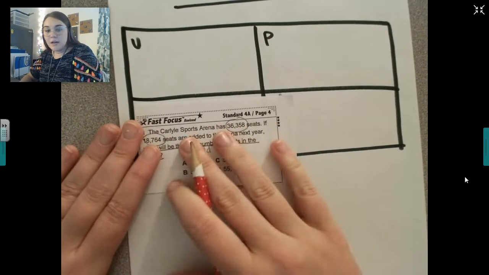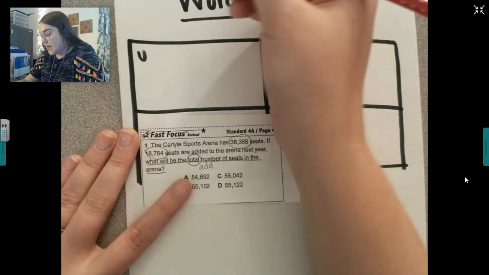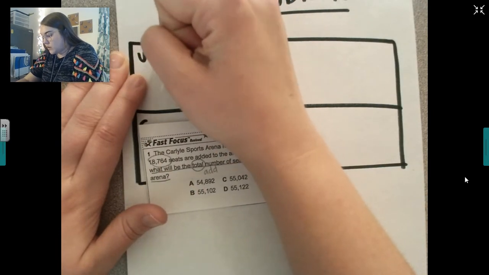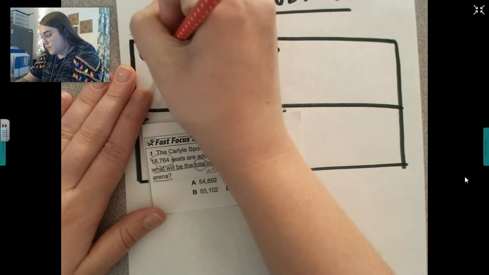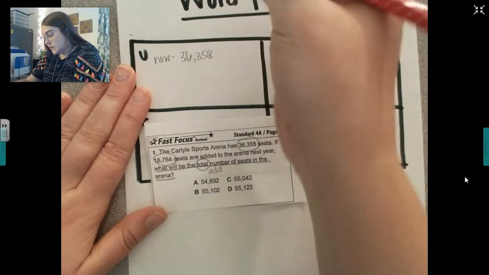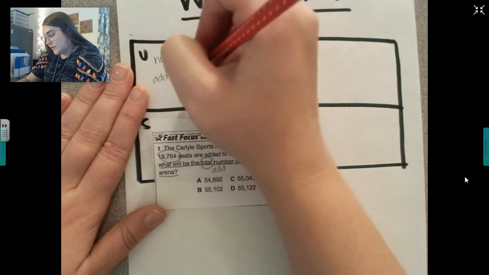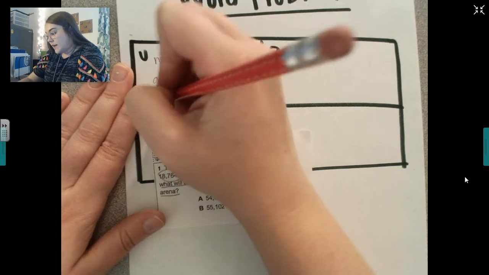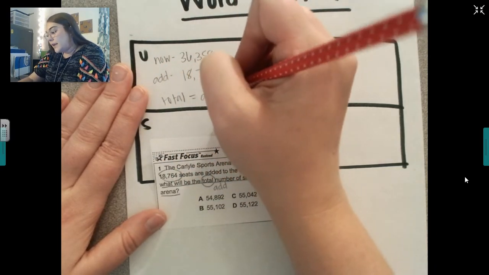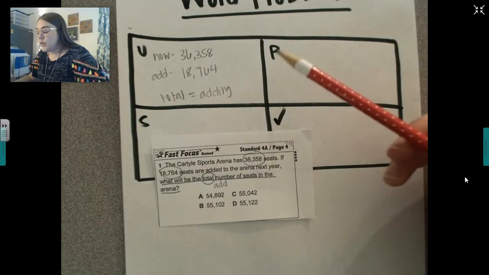So in your understand box, tell me what you understand about this problem. I understand that it has a total, so right now it has 36,358 seats. They're adding 18,764 seats. I'm finding the total, which means I'm adding. You write down what helps your brain. Whatever you need to remember, you write it down in the U box.